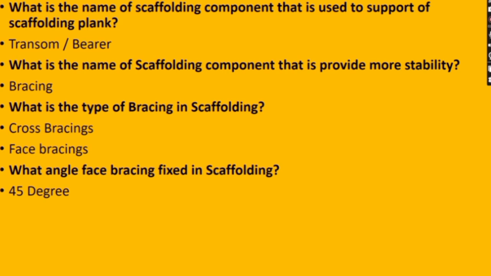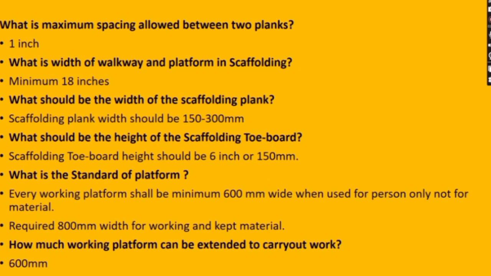At what angle is face bracing fixed in a scaffolding? Face bracing is always fixed at 45 degree. What is maximum spacing allowed between two planks? There is allowed 1 inch. What is width of walkway and platform in a scaffolding? Minimum 18 inches.